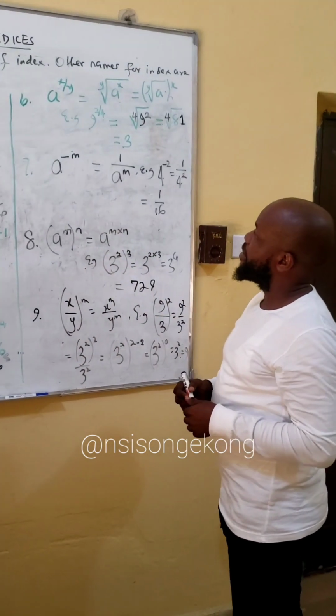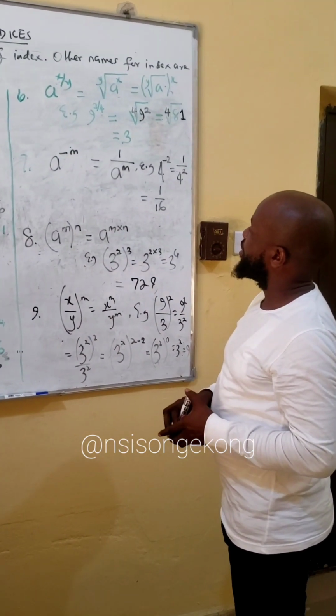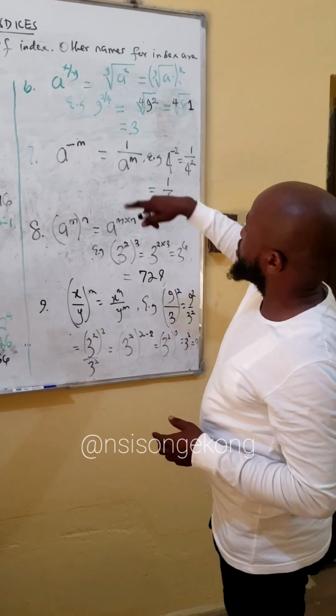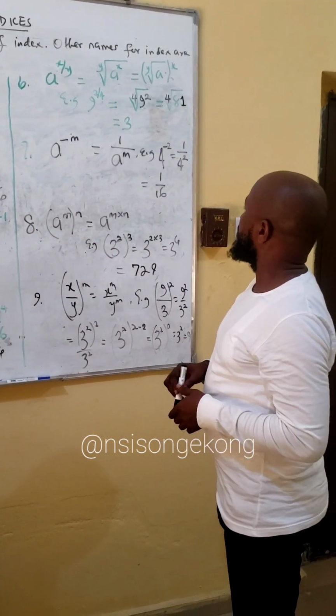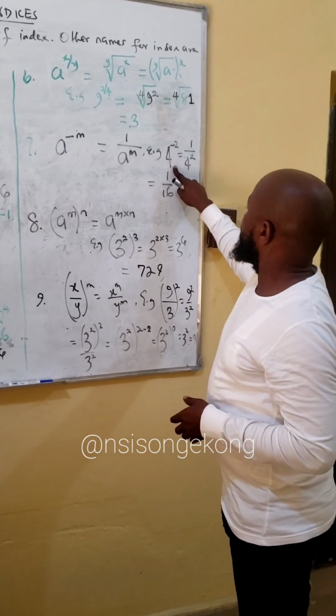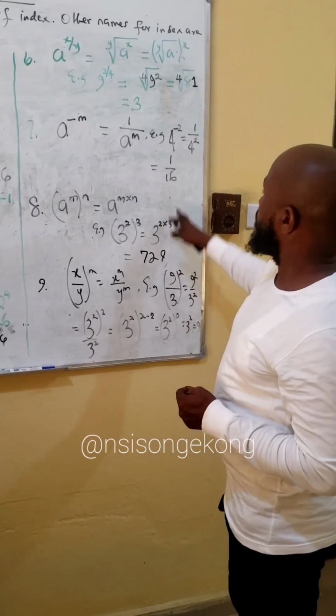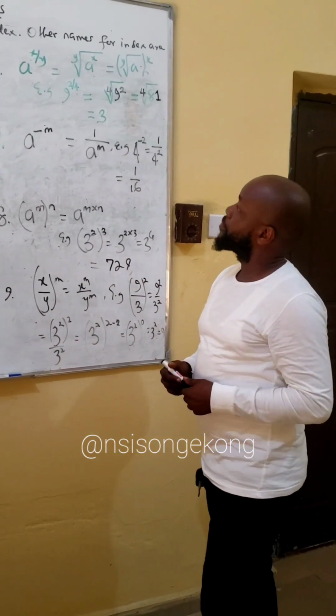We have here a raised to the power minus n is the same thing as 1 over a to the power of n. So we have 4 to the power minus 2, the same thing as 1 over 4 to the power of 2, which is 1 over 16.